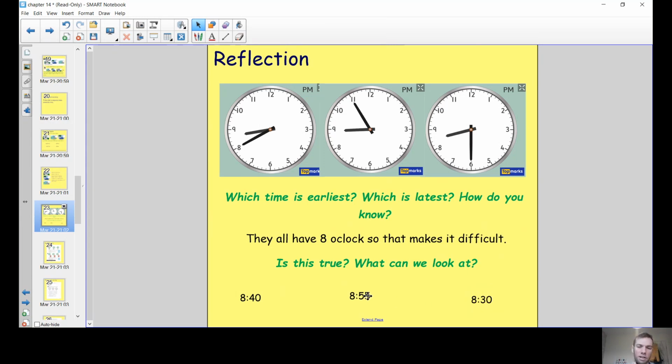There we go. I can figure out which one is earliest. It's this one over to the right. And I can figure out which one is latest. That is the one in the middle.